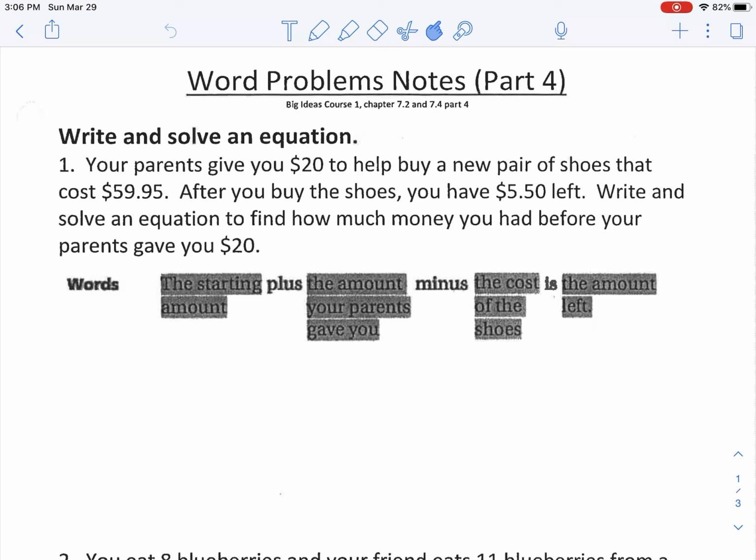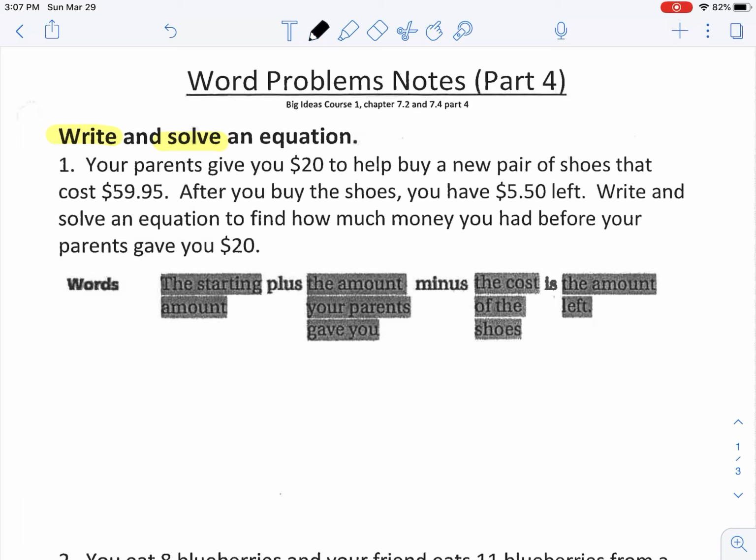Write and solve an equation. So we've got 2 things to do. We've got to write the equation and we've got to solve the equation. Your parents give you $20 to help buy a new pair of shoes that costs $59.95. After you buy the shoes, you have $5.50 left. Write and solve an equation to find how much money you had before your parents gave you $20.